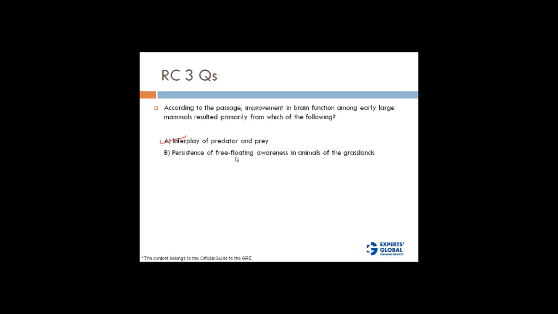Persistence of free floating awareness in animals and grasslands, of gradual dominance of warm-blooded mammals over cold-blooded reptiles. We are not talking about this at all. Look, do we anywhere talk about this? We don't. And the RC does not require you to use any external information. That means this answer choice is bound to be incorrect, right? Free floating awareness of animals in grasslands. Okay.